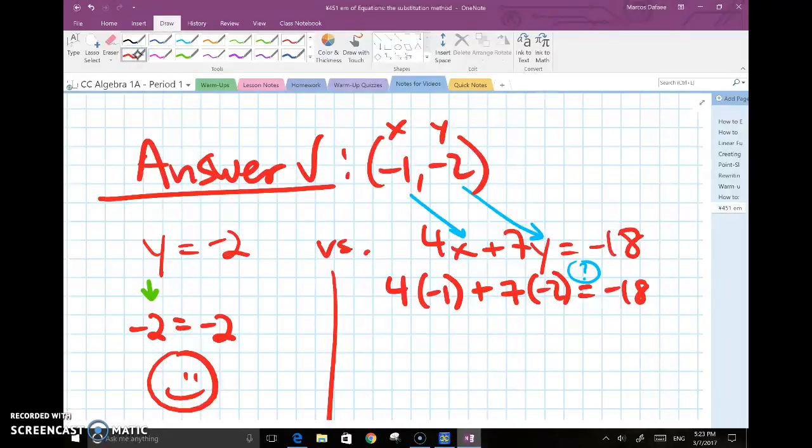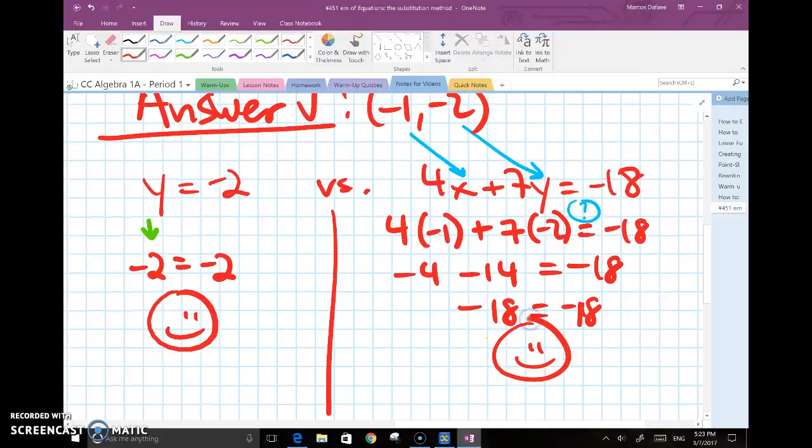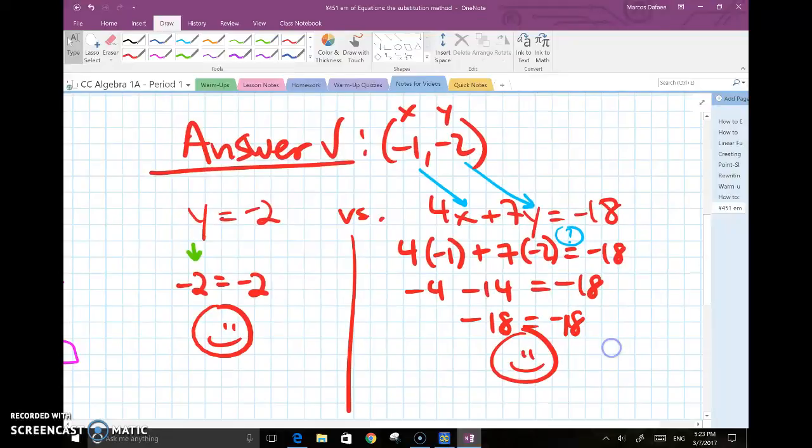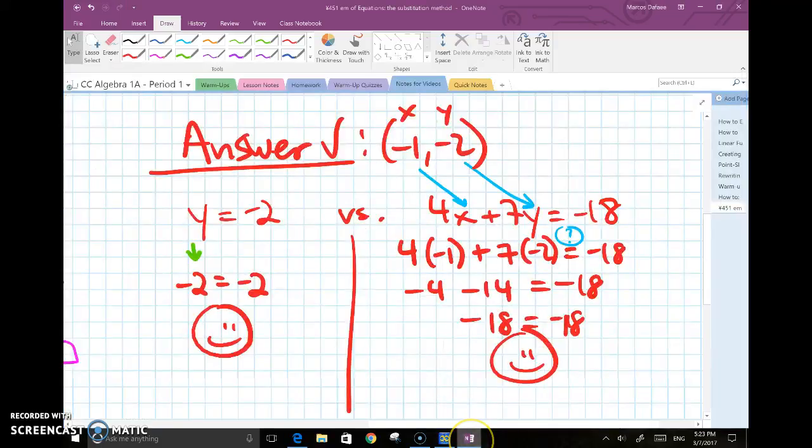So let's break this down. This becomes -4. This is -14. That's -18. And look at that. I get a perfect match. So indeed, this is another true statement. Okay? And so we can see that -1, -2 is not only a point of intersection, as you see right there, but it's also a common solution. It works on both equations.